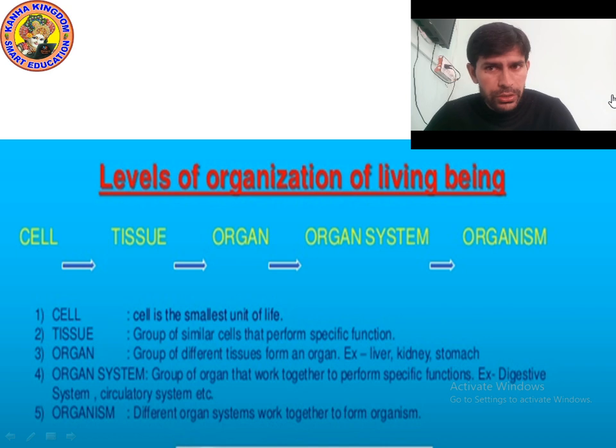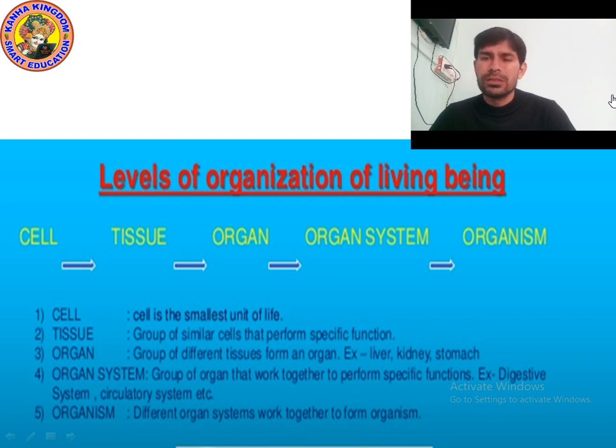Cell is the smallest unit of life. What is tissue? Tissue is a group of cells which perform a specific, fixed function. Organ is a group of different tissues which form an organ. Examples: liver, kidney, stomach, nose, ear, eye, mouth.